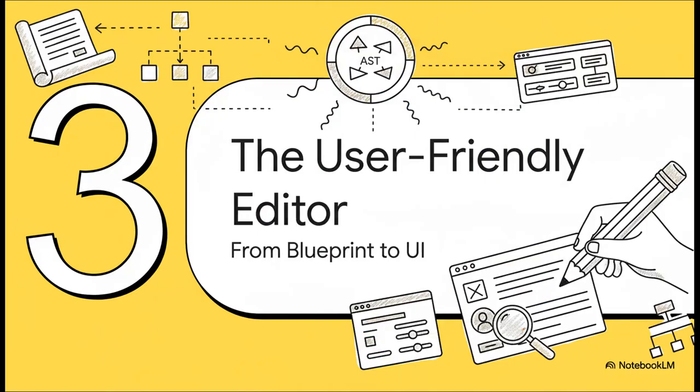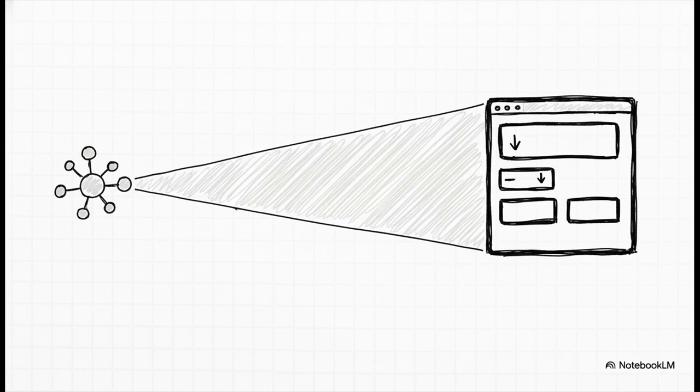Okay, so we've got this super powerful blueprint, the AST. But a business expert isn't going to sit there and edit a raw data tree. So how do we make this whole thing accessible and usable? The solution is this really cool concept called projection. We take that raw AST data, that blueprint, and we project it into a visual, interactive editor. We're essentially building a custom user interface made specifically for editing these business rules.